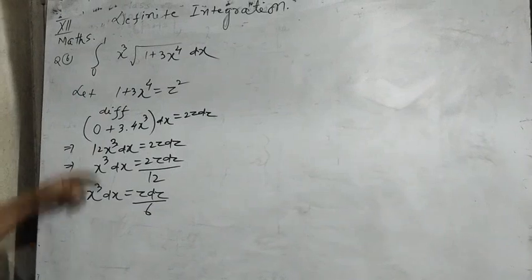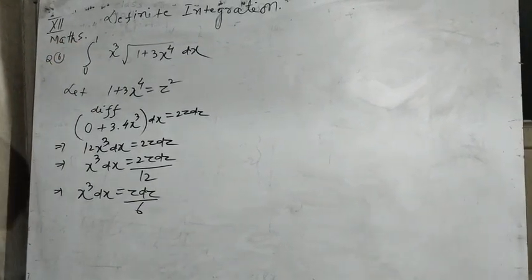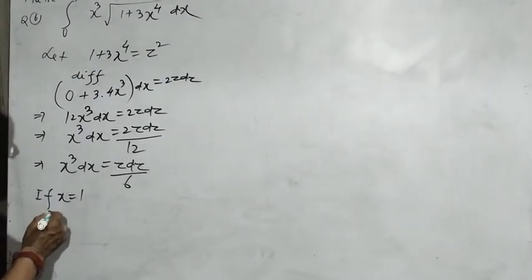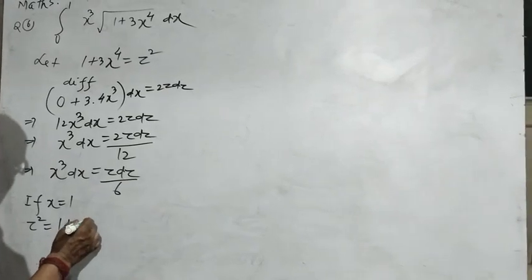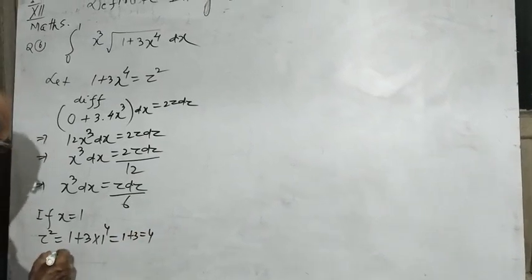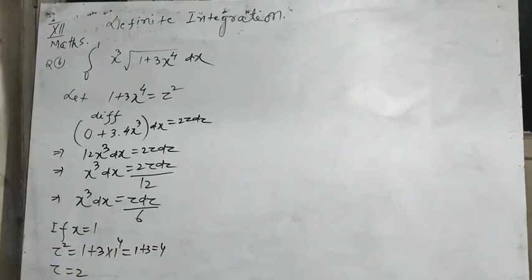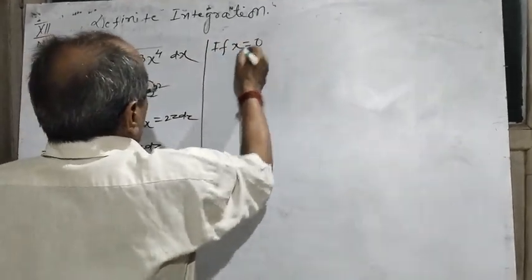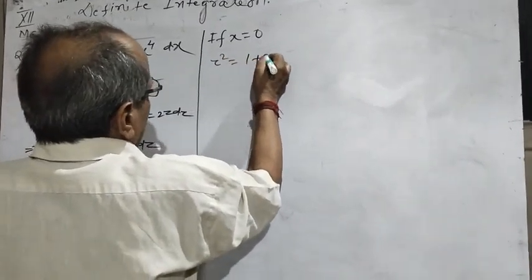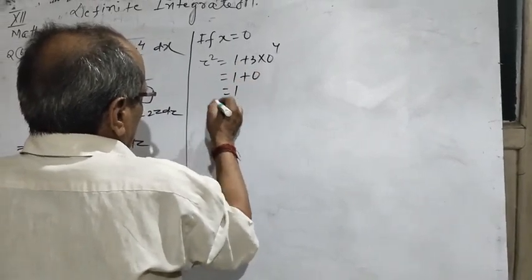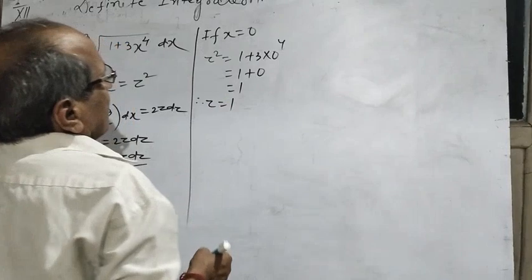Now, in the definite integration, when we suppose anything, upper limit and lower limit both are changed. We write down if x is equal to 1, z square is equal to 1 plus 3 into 1 to the power 4 is equal to 1 plus 3 is equal to 4. Therefore, z is equal to 2. And if x is equal to 0, z square is equal to 1 plus 3 into 0 to the power 4. 1 plus 0 is equal to 1. Therefore, z is equal to 1.